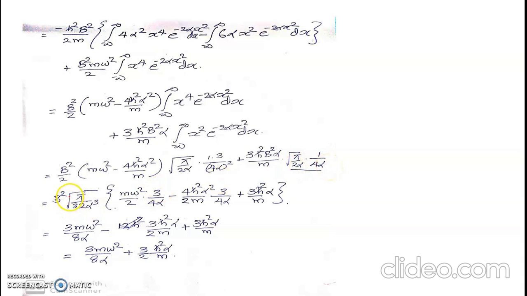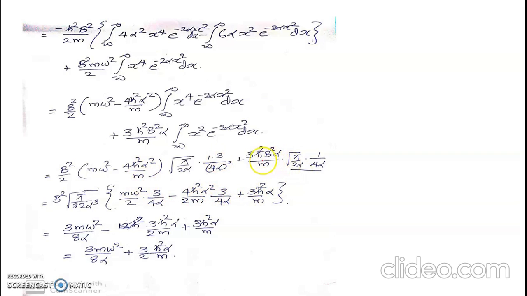That is taken out. B square into root pi by 32 alpha cube into 2. I have additional here, so I'll open this with this bracket. M omega square by 2 into root pi by 2 alpha into 1 by 4 alpha is taken out. What remains is 3 by 4 alpha. 3 by 4 alpha is written here. Minus 4 by 2. Yeah, 2 will be crossing very shortly. I have put it for 4 to be cancelled with 4 here. So 4 by 2 h bar square alpha square by m into 3 divided by 4 alpha.